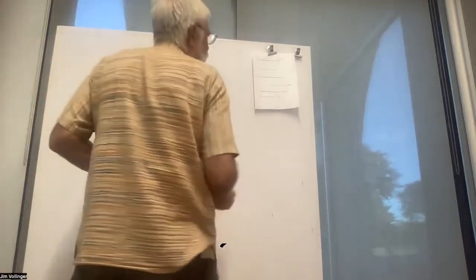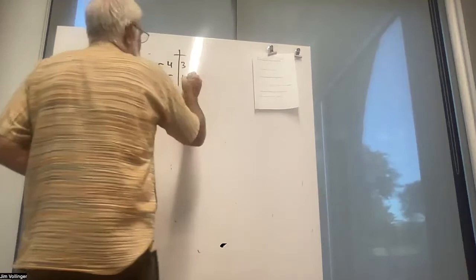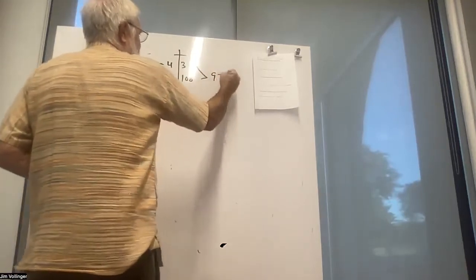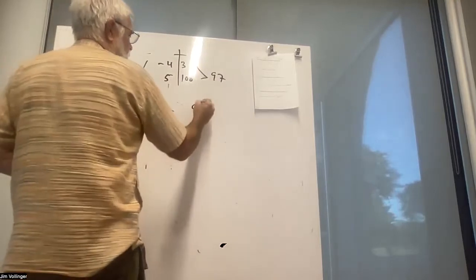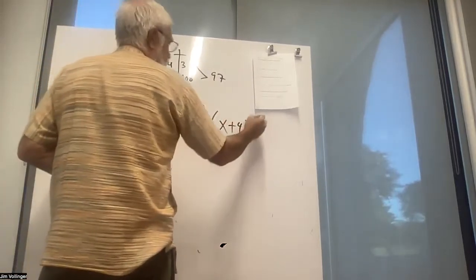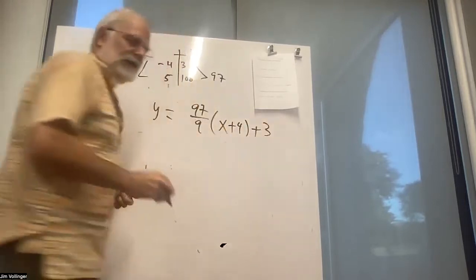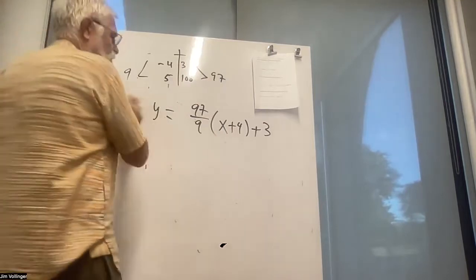So I'm just going to put these numbers in a table. I'm going to put a couple of numbers next to them, like 9 and 7. And I'm going to write y equals the change in y over the change in x times x plus 4, plus 3. And I'm hoping I see that, and I see that quickly and easily in class today. And if I do, then I know you learned something.